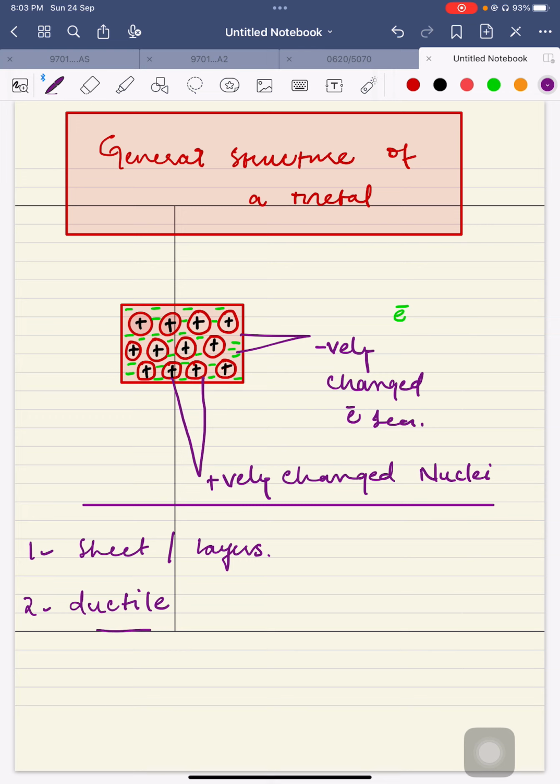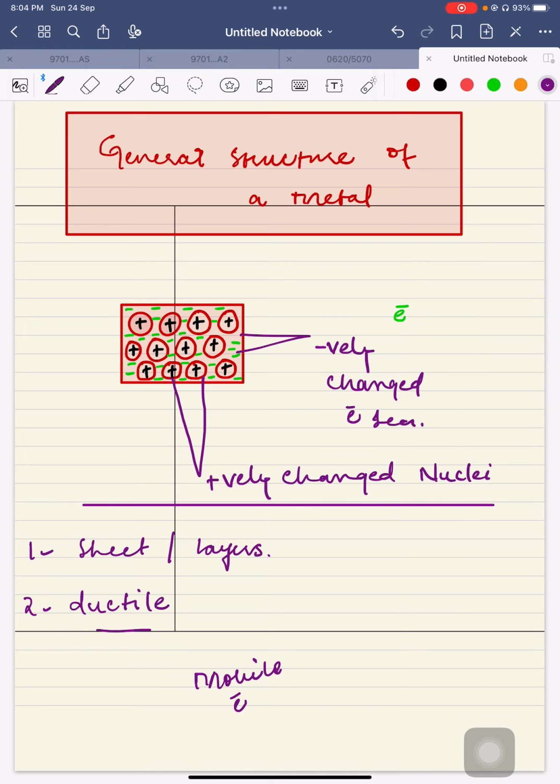I'm writing this term here: due to the presence of mobile electrons. As the electrons are mobile, what is the meaning of mobile electrons? That the electrons can move from one place to another place. So basically, whenever the electric current is passing through a metal, what is happening? Old electrons are replaced by new electrons. Positively charged nuclei stay in position, just the old electrons are replaced by new electrons. That's why conduction of electric current is possible.